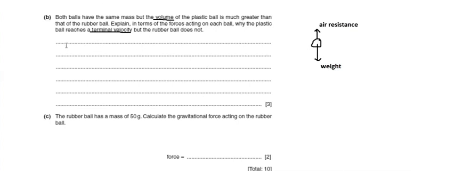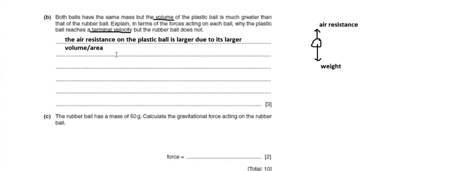So you can write down over here: the air resistance on the plastic ball is larger due to its larger volume or area. If the volume is more, you can see the area will also be more.